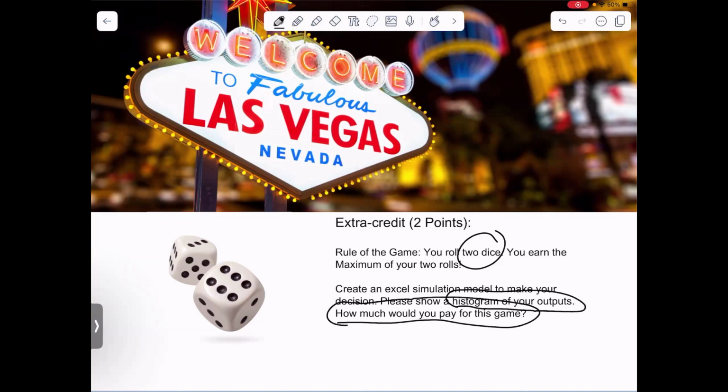Now, you can be a risk lover and say, I'm going to pay this much. You can be risk neutral. You can be risk averse. You can take any of these positions and say how much you would pay for this game, but you have to answer this question in order to receive both parts, okay?